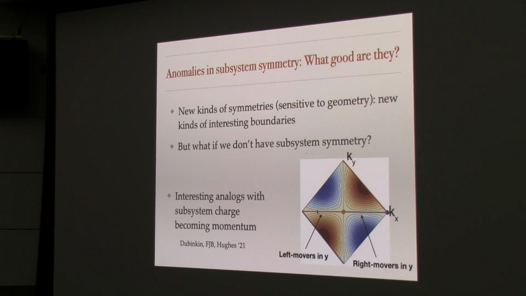And so you could think that studying these subsystem symmetric things might give us some insight about the way that conserved quantities like momentum or other geometrical conserved quantities can talk to global symmetries in a non-trivial way.